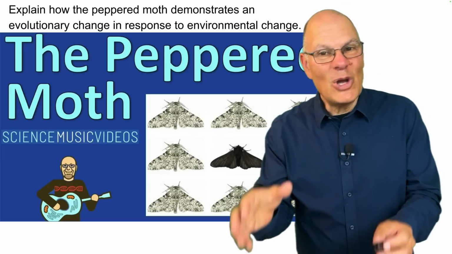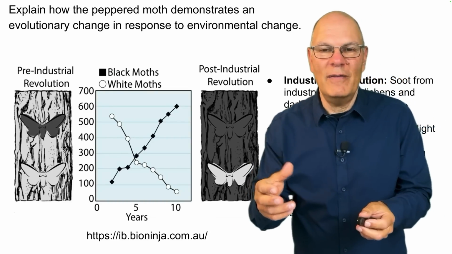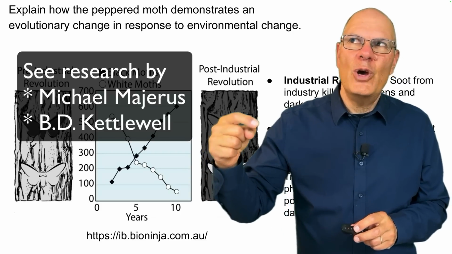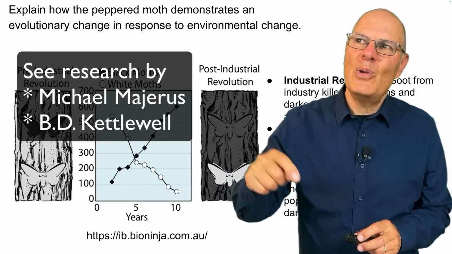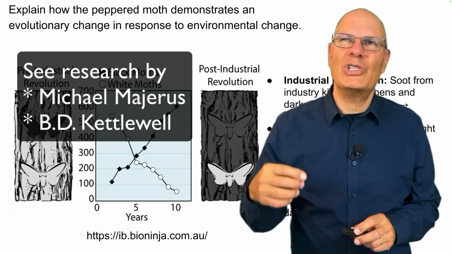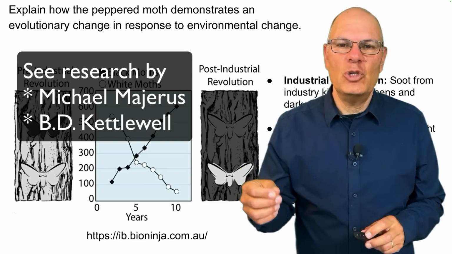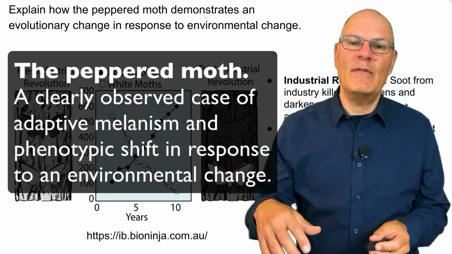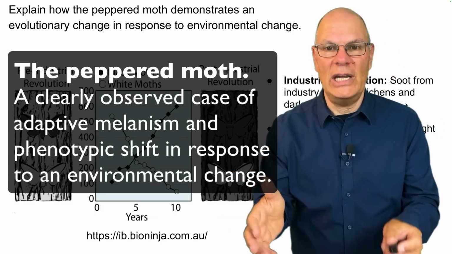I have a song about the peppered moth, and there's also fascinating stuff related to the history of this because it was embroiled in some controversy. But the work of Michael Majerus, which was done in the early 2000s, which replicated some work done by B.D. Kettlewell, which was done in the late 1800s or early 1900s, established this as a clearly observed case of adaptive melanism, phenotypic shift in response to an environmental change.